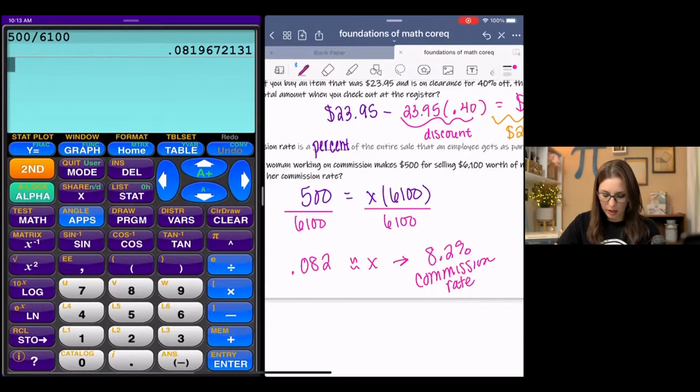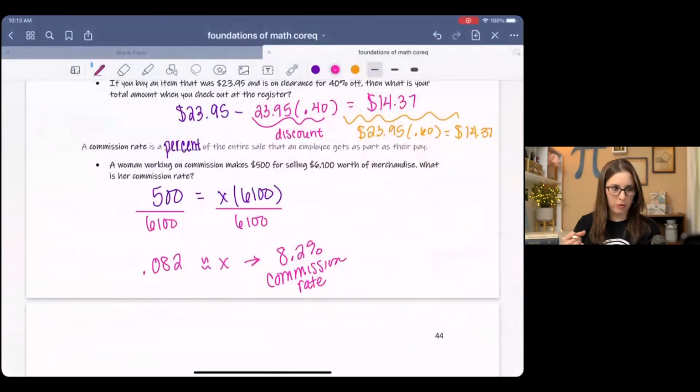You could also look at it logically, as I said. You could look at that 500 as the part, or the amount, of the base, or the whole. Just divide those, get your percent, and you're done. But it's the same process, just looks a little different.